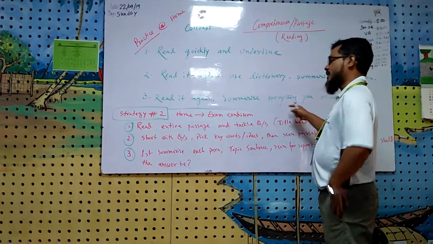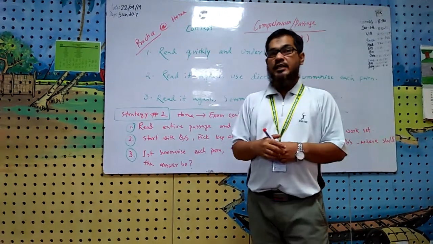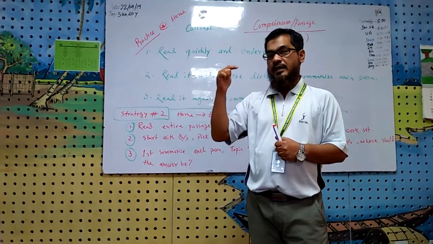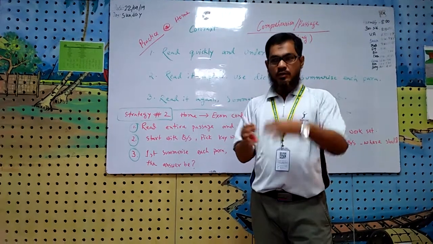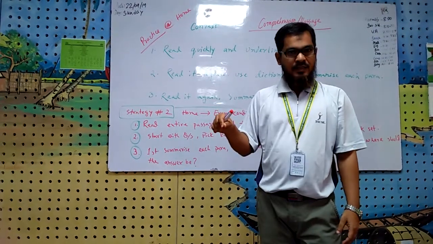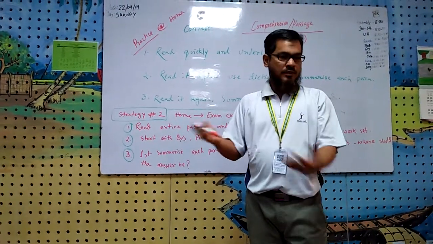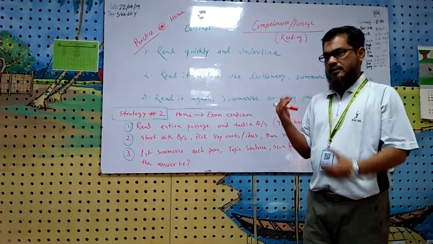This time summarize everything you read together. Since you have already summarized each paragraph in step number two, the third step is easy, because you can summarize all of them together by looking at those summarized titles, or the few words you have written there. You got it? This is strategy number one.